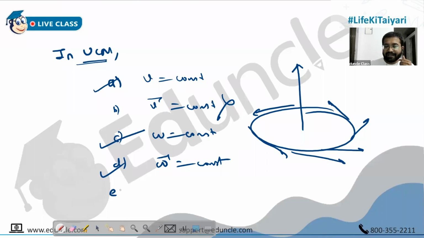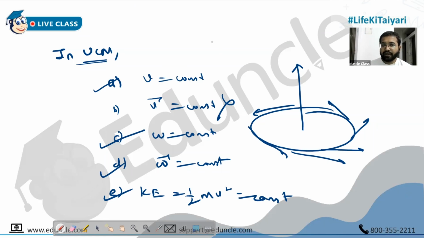Similarly, you can talk about, for example, kinetic energy. Kinetic energy is half mv square. It's a scalar quantity. Mass is scalar. If V is constant, then V square is also constant. Kinetic energy is also constant.